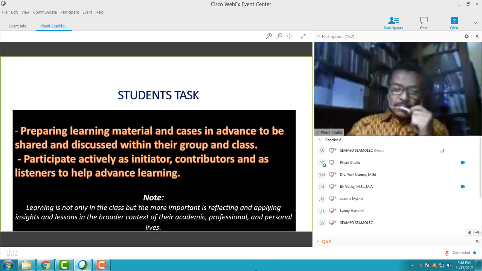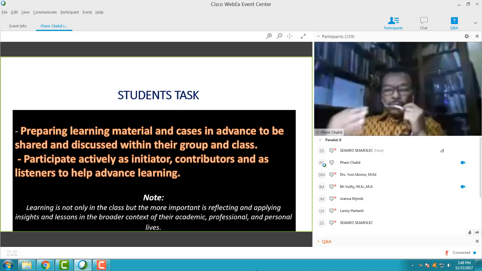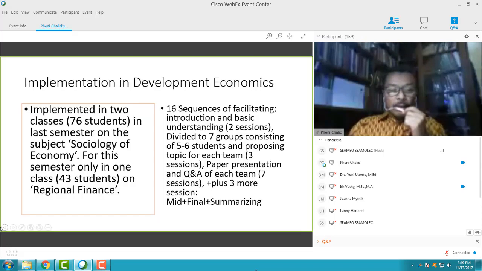First, they have to discuss in the group, because we divide the class into 7 groups, each group consisting of 5 or 6 students. If they discuss outside, they bring it into the class and discuss within their own group first. And then when they finish, how to analyze and all the issues related to the cases and the discussion are put to the class, so the other groups can also participate in the discussion. They participate actively as initiator, contributor, and listener to help advance learning.